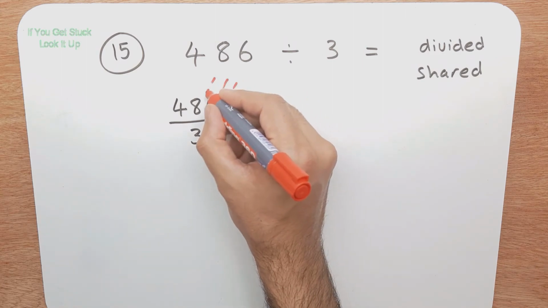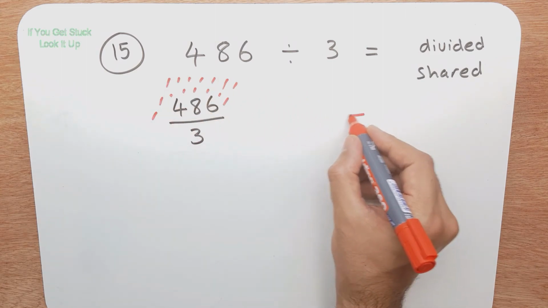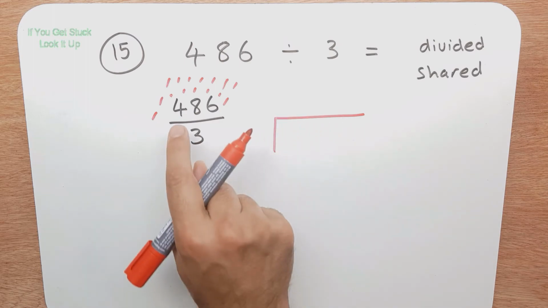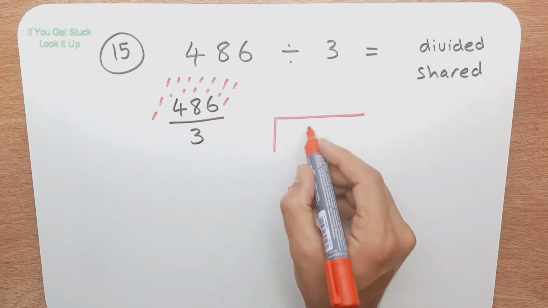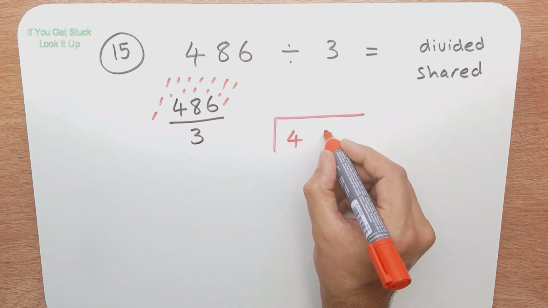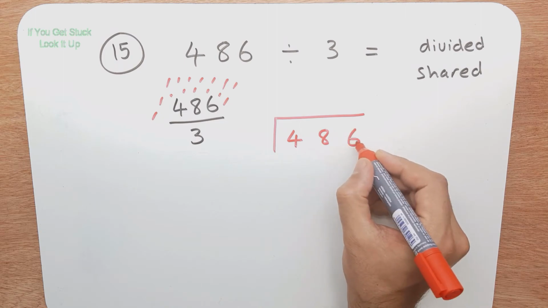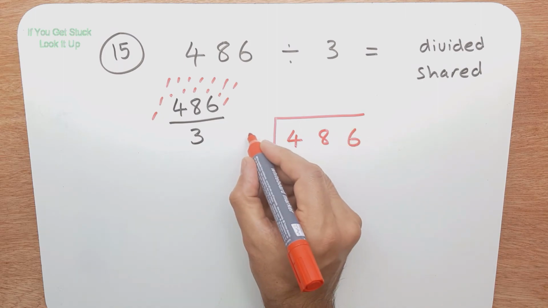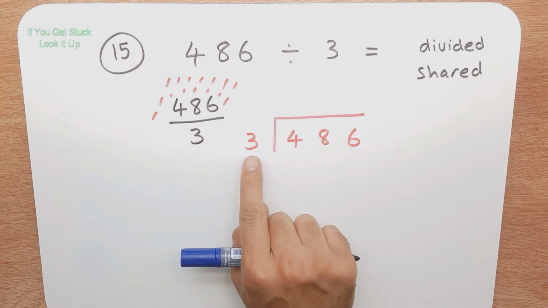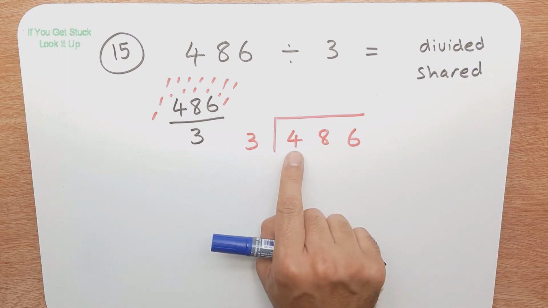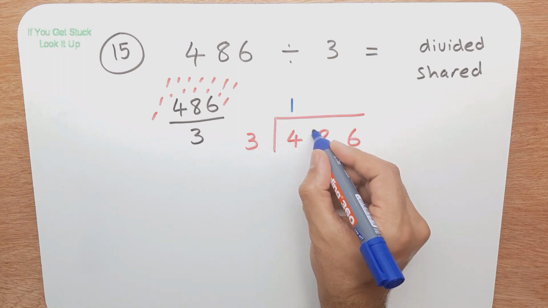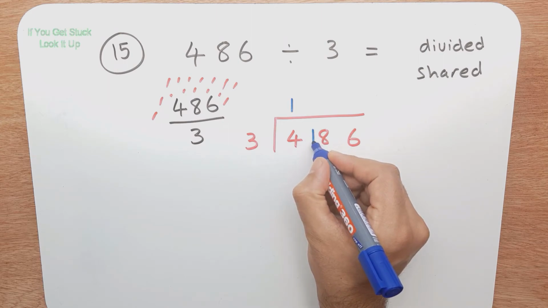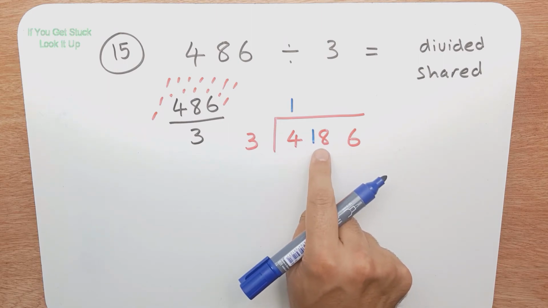So it's raining. I'm going to build a bus shelter. So now I know the 486 is getting wet, so he's going to go inside. 486. So the 3 has to go outside. Now we ask ourselves, how many 3s are there in 4? There's 1 3, remainder 1. And this 1 goes on to the next column, so that 8 becomes an 18.